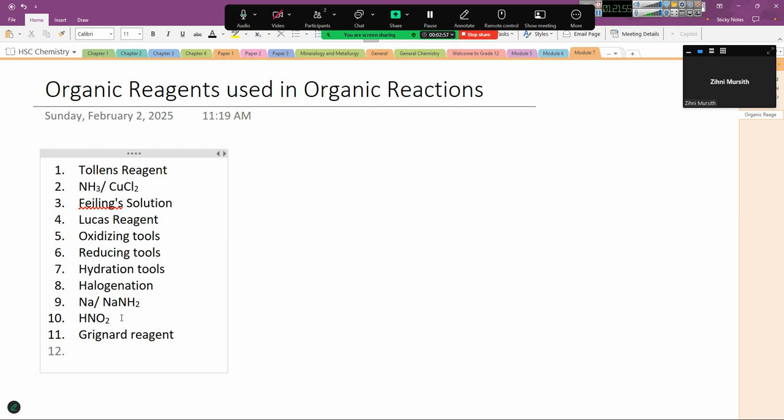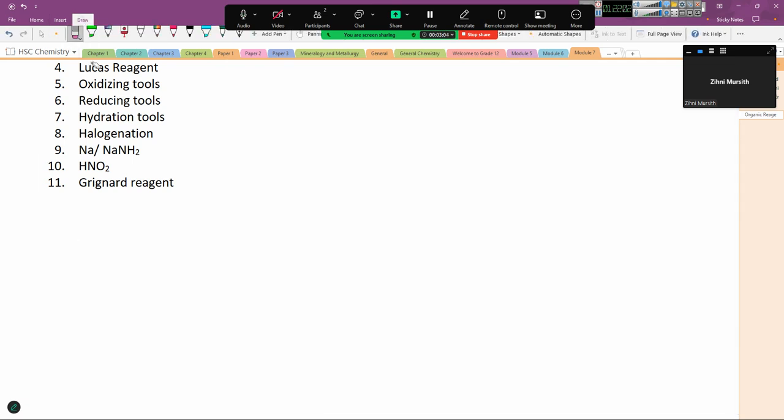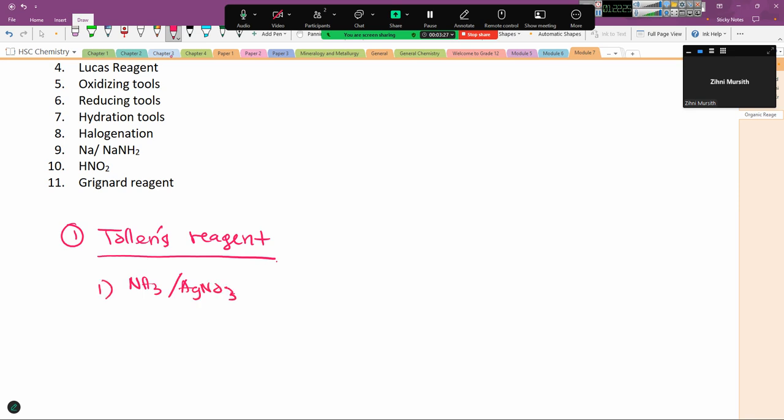So first of all, we are going to talk about the Tollens reagent. You can put the heading Tollens reagent, the first one, right? If you want to write the Tollens reagent, we can write this in two ways. Ammonia and AgNO3, or the second method of writing this one is Ag(NH3)2 plus.